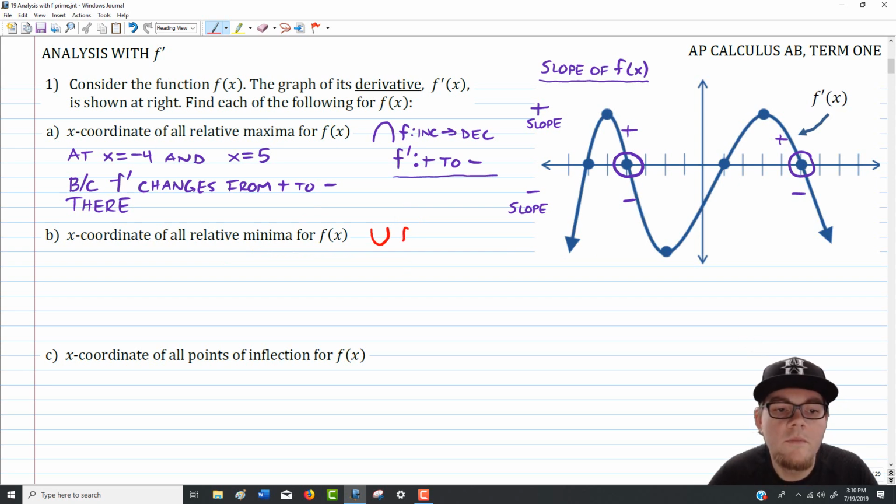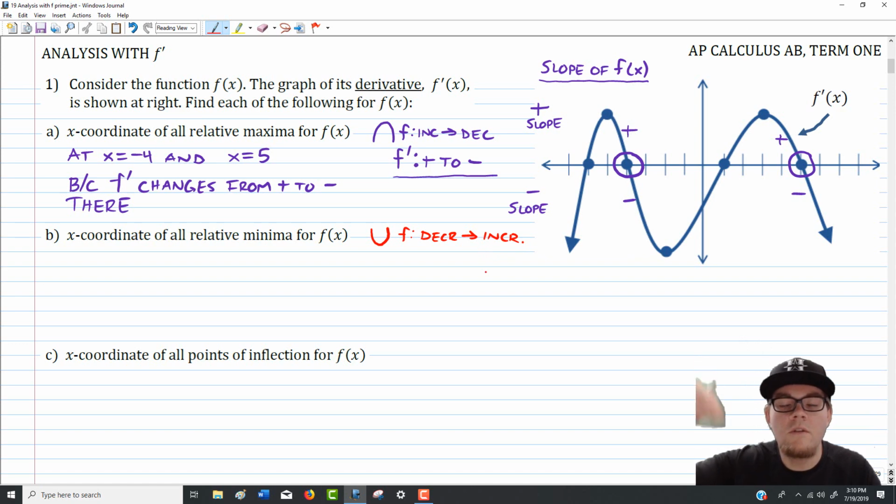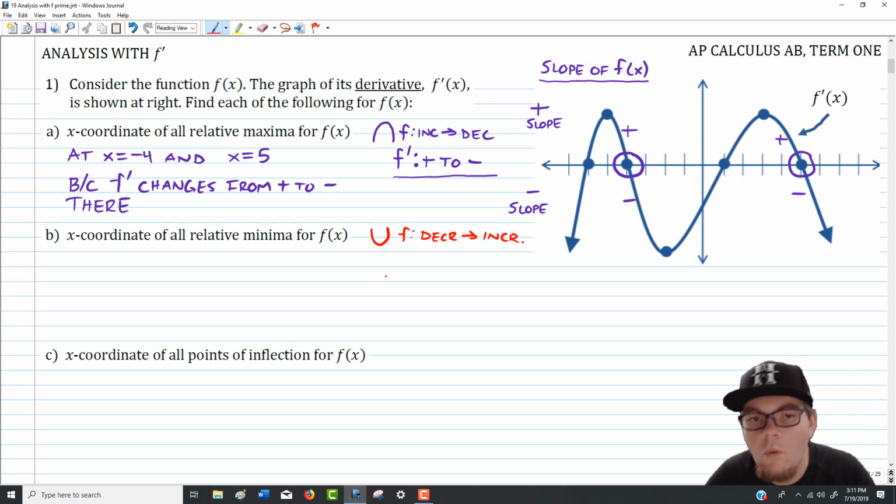Relative minima are places where f, the function itself, changes from decreasing to increasing. And again, that should make sense for a minimum, right? If you're decreasing for a while and then you stop decreasing, you've decreased the most you're going to decrease, then you'll start increasing again. So that's literally the creation of a minimum. Once again, though, the tool that we're provided is f prime of x.